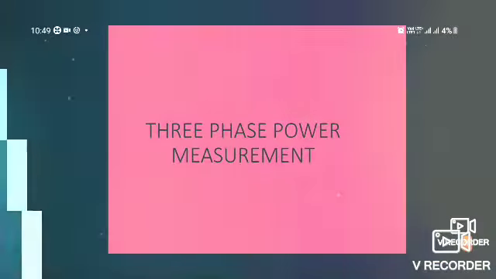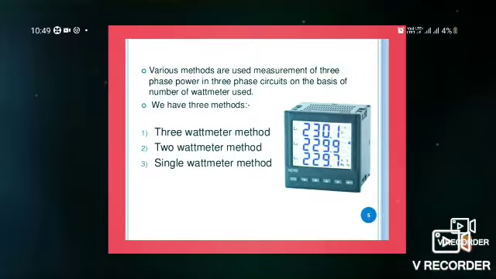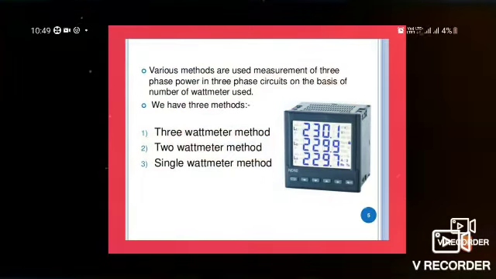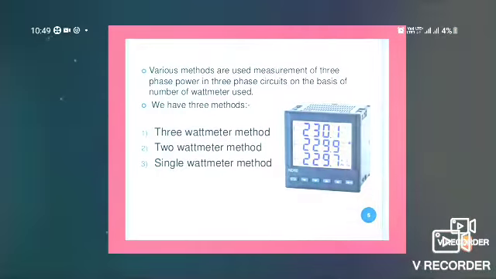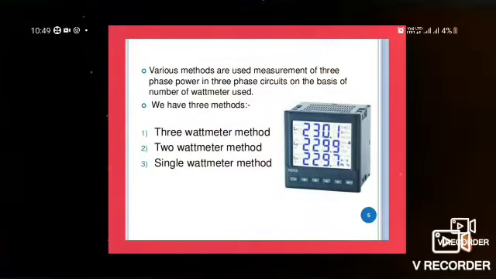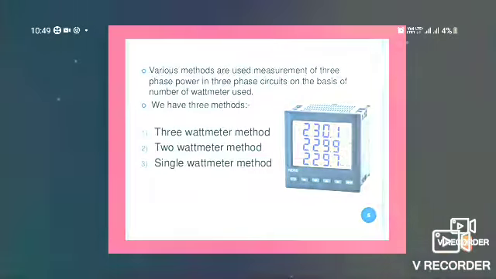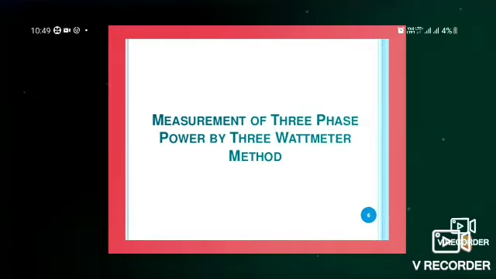Dear students, in this class we are going to see about three-phase power measurement. There are various methods to measure the three-phase power in three-phase circuits, depending upon the number of wattmeters used. We have three methods. One is the 3 wattmeter method, another one is the 2 wattmeter method, and another one is the single wattmeter method. A wattmeter is a device used to measure the power.